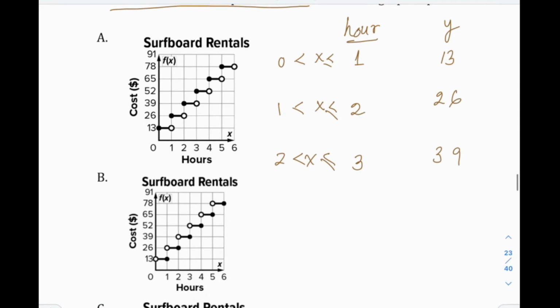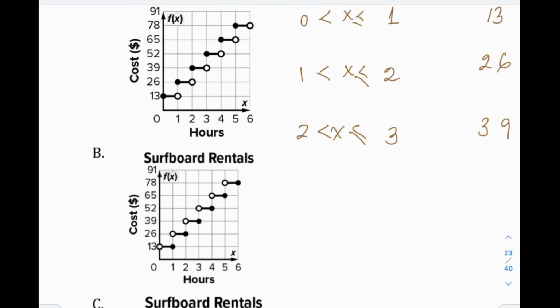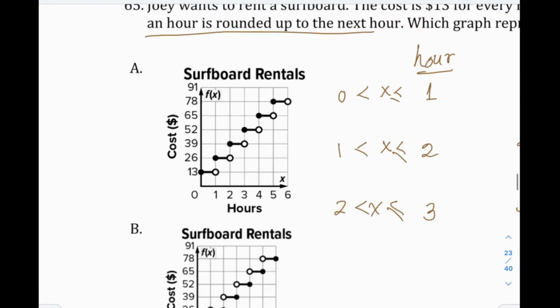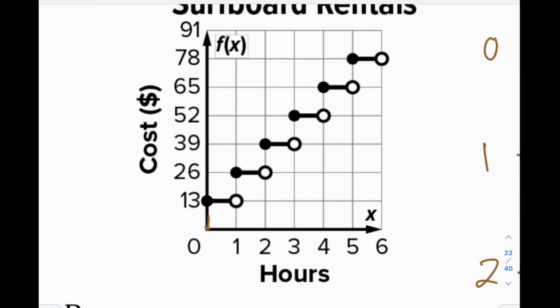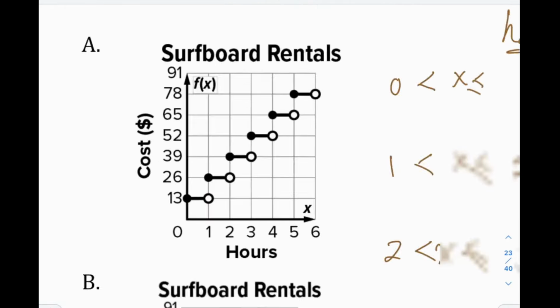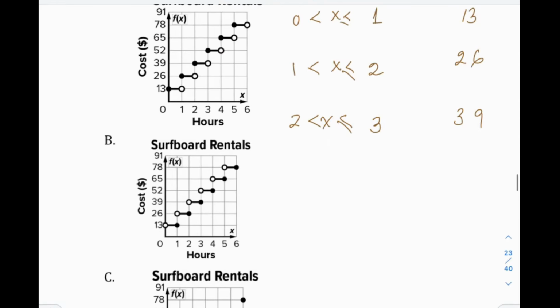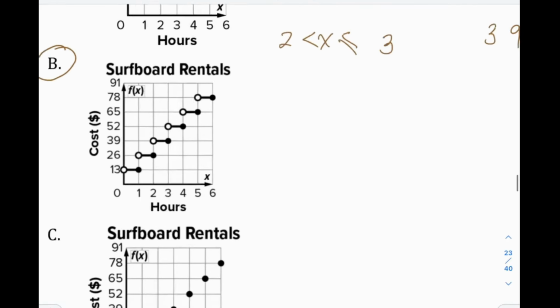Which one makes sense? Let's start with A. A says 0 is paired with 13. Means if there are 0 hours, no time was used, you will pay $13. And if you have 1 hour, you will not pay this, you will pay 26. This is the closed circle, but the open circle doesn't define the value. So that means this is definitely wrong, and we will go for B, because B is a good choice.